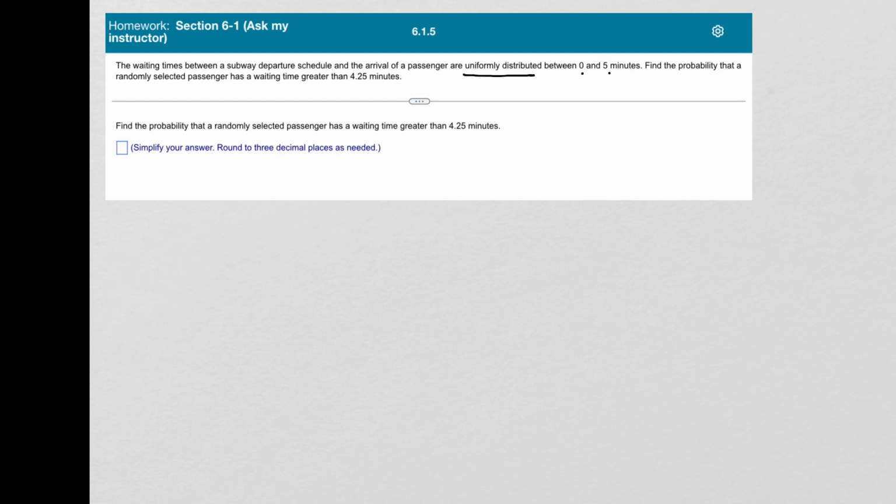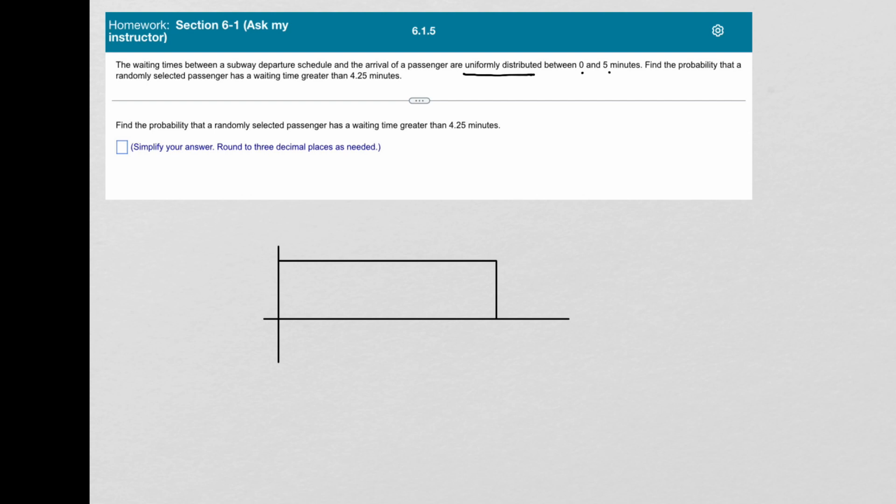So I'm going to draw this uniform distribution. Okay, so I've drawn my uniform distribution, and the characteristic of the uniform distribution is that it looks like a rectangle. So we have this going from 0 to 5 minutes, and we want to find the probability that a randomly selected passenger has a waiting time greater than 4.25 minutes.